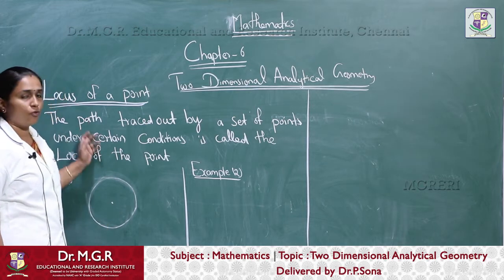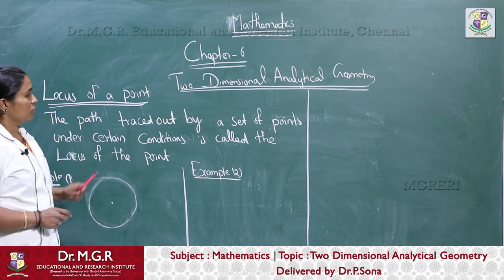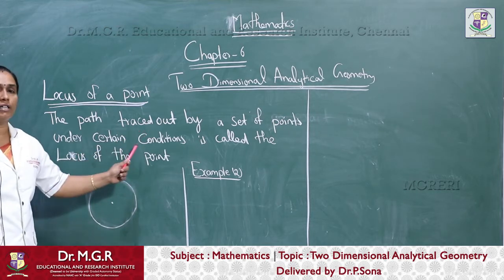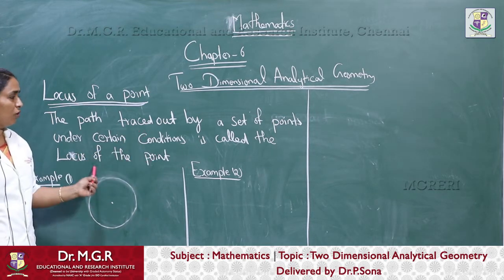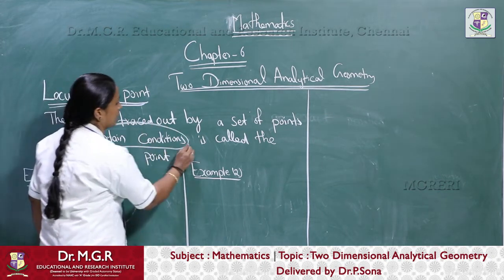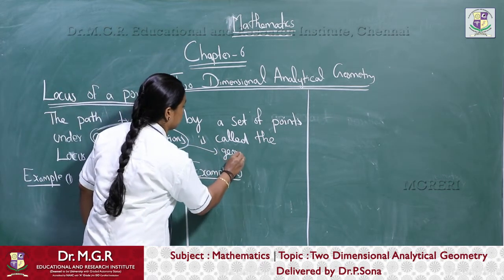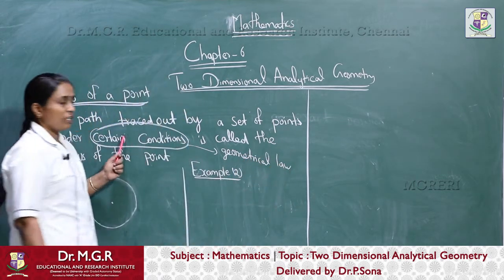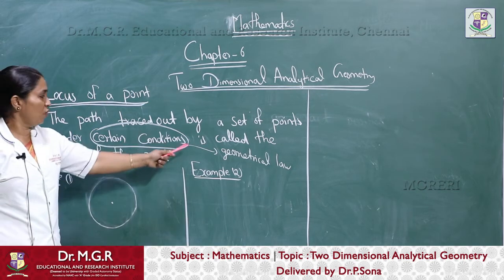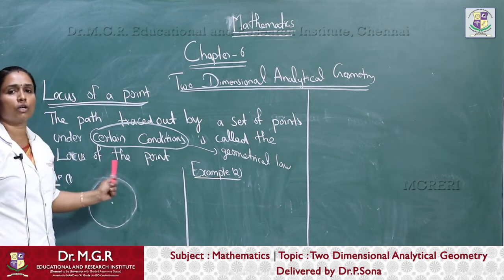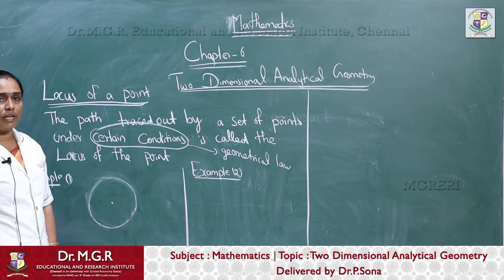Let's see the definition of locus of a point. The path traced out by a set of points under certain conditions is called the locus of the point. The certain conditions we can also call the geometrical law. So the path traced out by a set of points under some geometrical law or some conditions is called the locus of the point. Let us move on to the example.